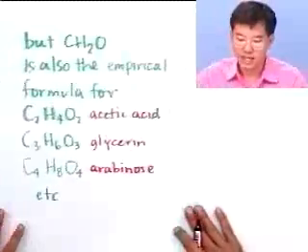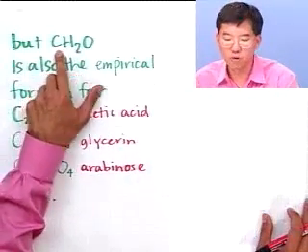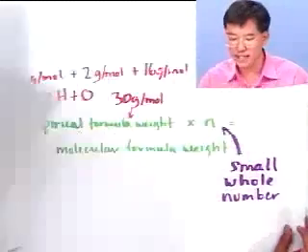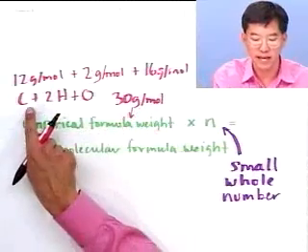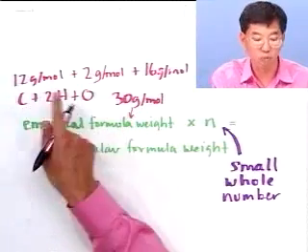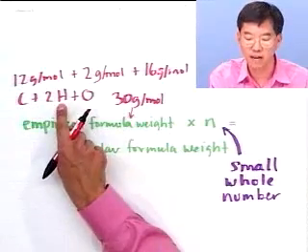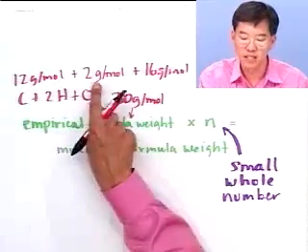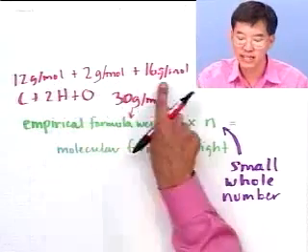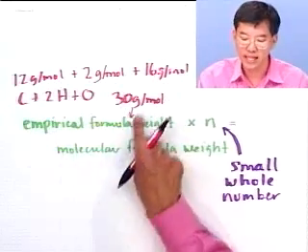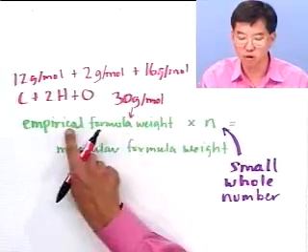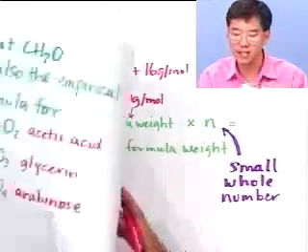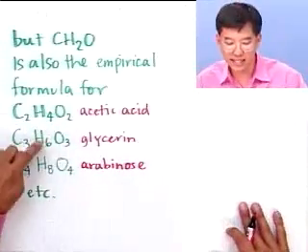The empirical formula weight is the molar mass of this thing. And the molar mass of CH2O is 30 grams, because we have 1 mole of atoms of carbon, 2 moles of atoms of hydrogen, and 1 mole of atoms of oxygen, and we add 12 grams, which is the molar mass of carbon, 2 grams, which is the molar mass of 2 moles of hydrogen, and 16 grams, the molar mass of oxygen, and that gives us 30 grams per mole for the empirical formula weight.